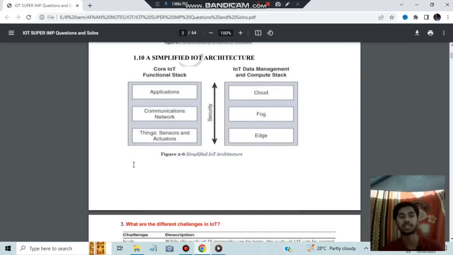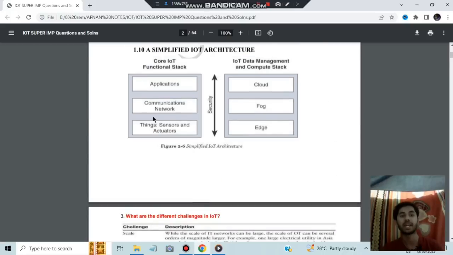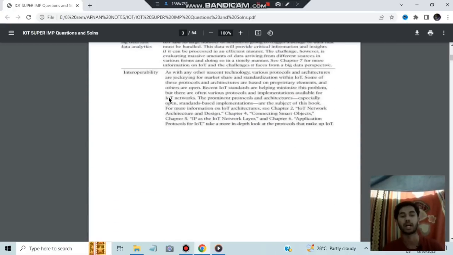In the core IoT functional stack, see, this is the core IoT functional stack, right? Based on different distances, you will be having different applications that come in the communication network. So make sure you go through that also very well.